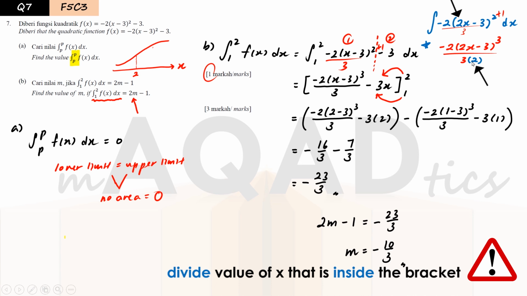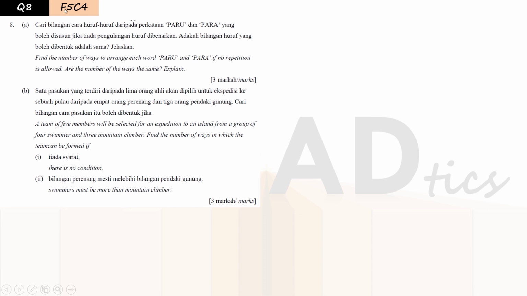For question 8, we are going into permutations and combinations, and in part A, we need to figure out the number of ways to arrange the words paru and para if there's no repetition. It also asks us to find out whether the number of ways is the same or not, and we need to explain it.